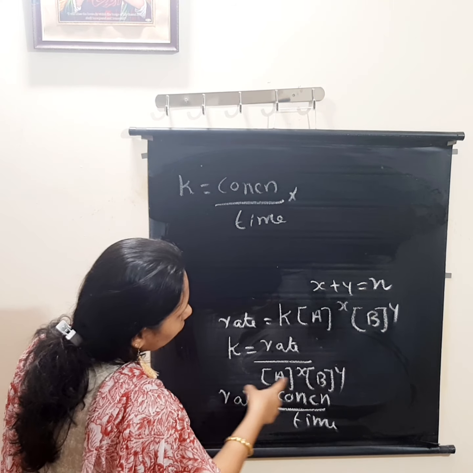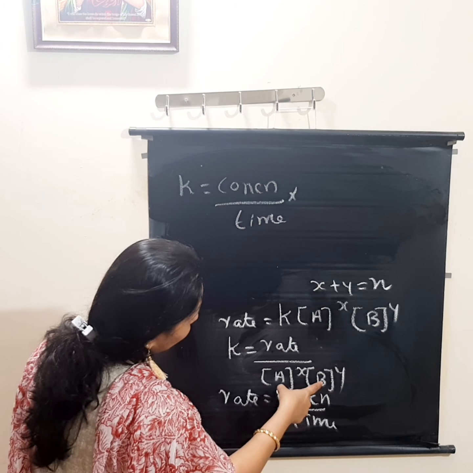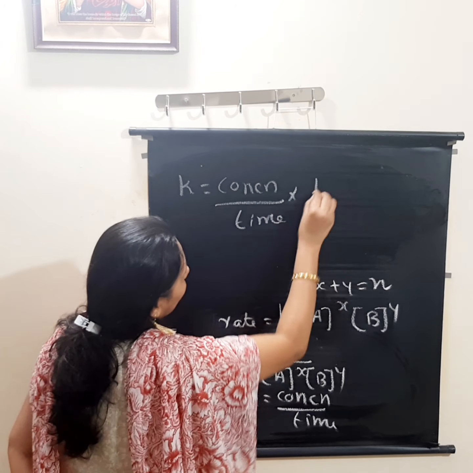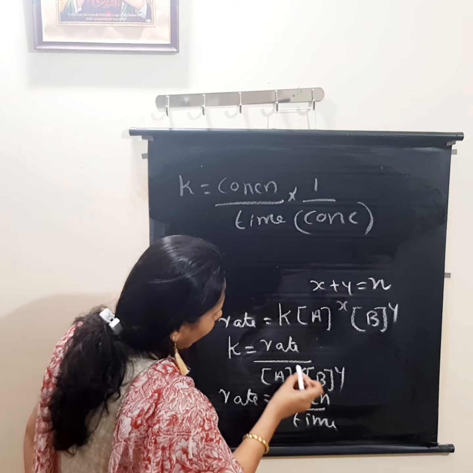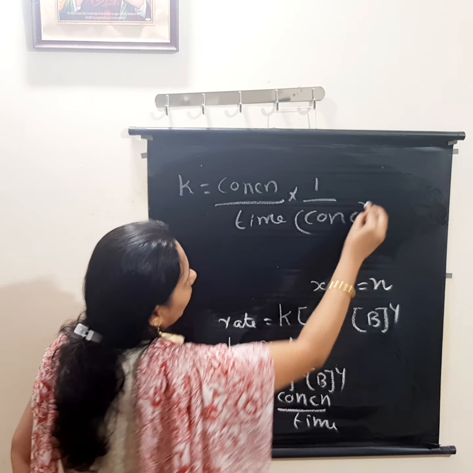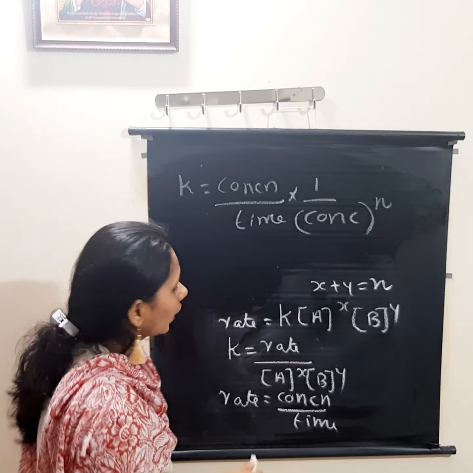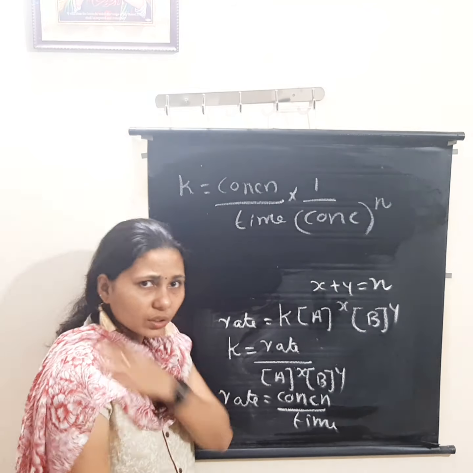See, this is which one? Concentration of A and concentration of B. So generally I am taking that as concentration raised to x plus y. I told you what? n. Concentration raised to n. Okay, so here derivation is not at all required.